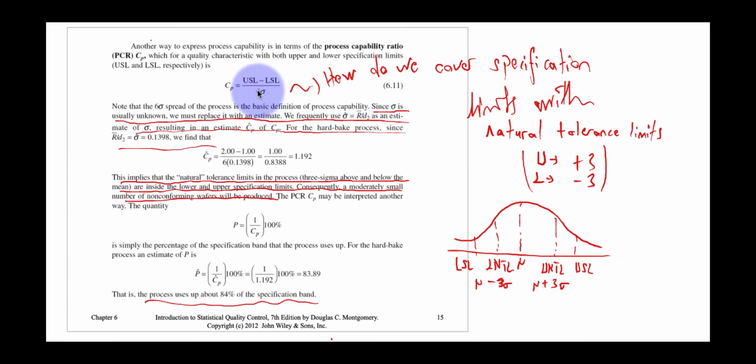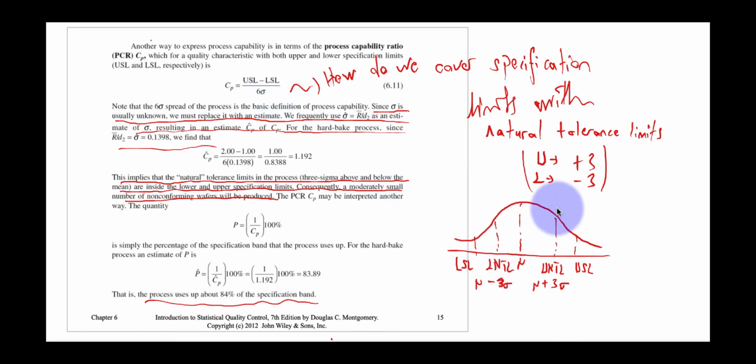But this 6 sigma is not like a constant thing in the process capability ratio. We use 6 sigma because it's commonly used in industry, okay? And it also comes from the natural tolerance limits we have. These natural tolerance limits in industry are commonly taken as 3 on the upper side and 3 on the lower side. That's why we are using the 6 sigma here.